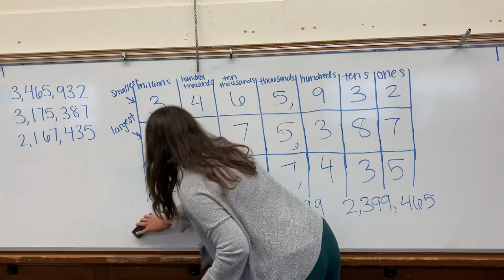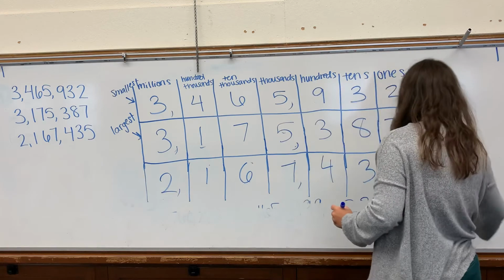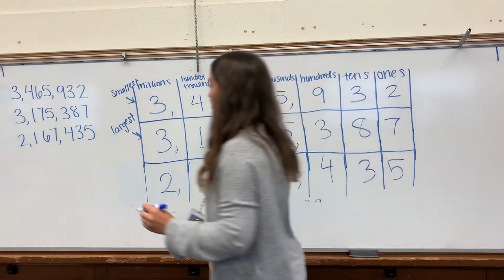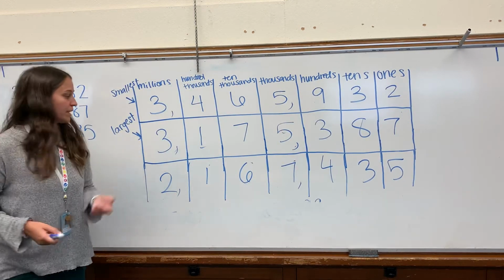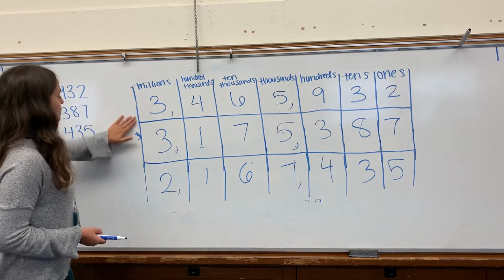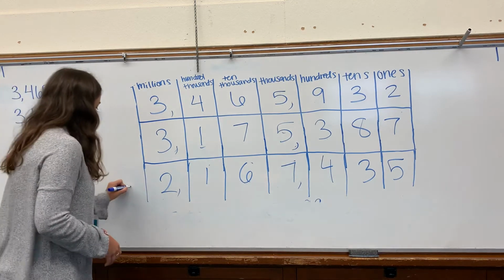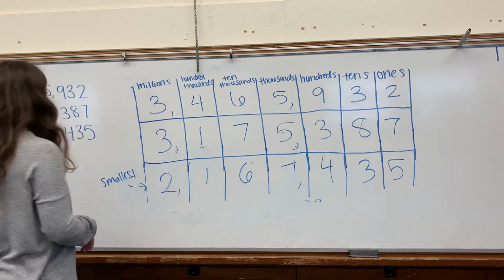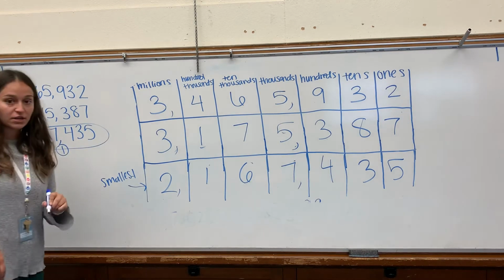Okay, so now we need to find out which number is the smallest. Okay? So that means we are going to compare the numbers in the millions place, because the millions is the biggest number here. So we have 3, 3, and 2. Okay? So what number is the smallest out of 3, 3, and 2? 2. So right away we know that this is our smallest number. Okay? So this is our smallest. This is number 1. That's one that's going to go first.